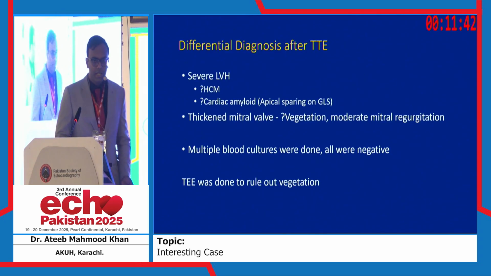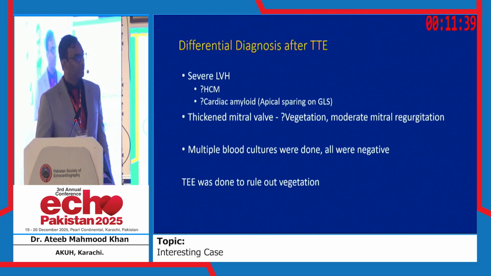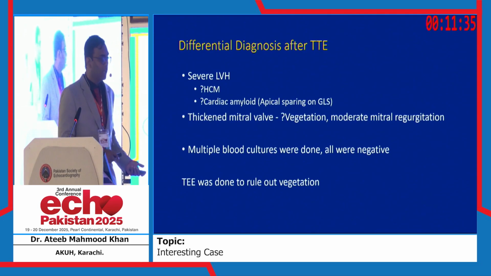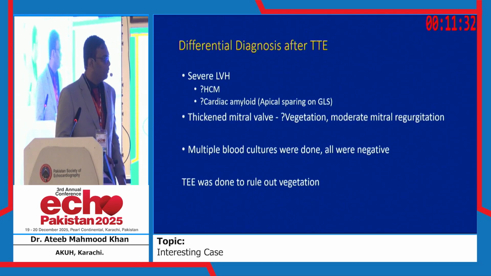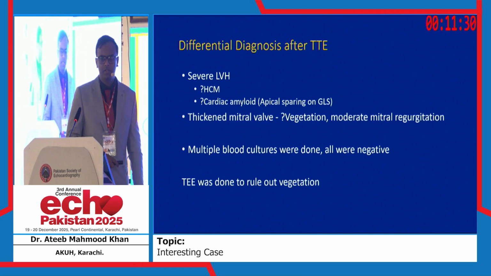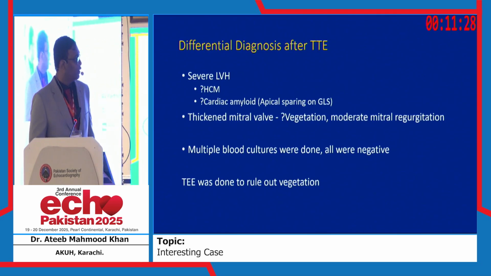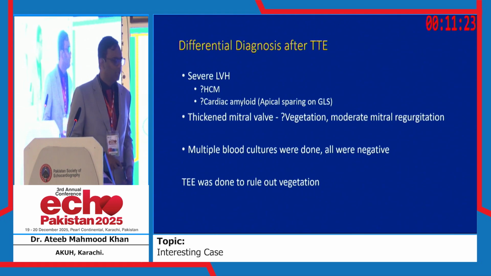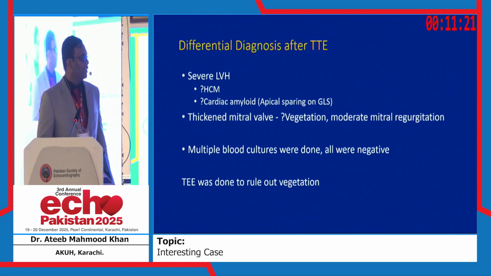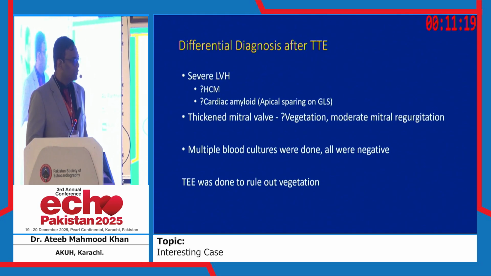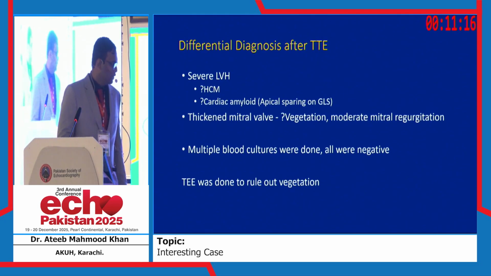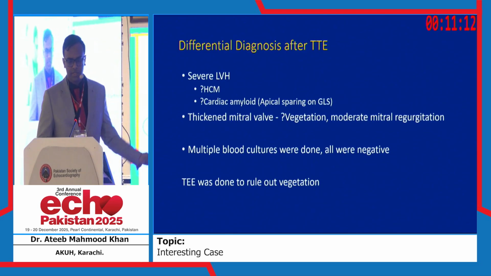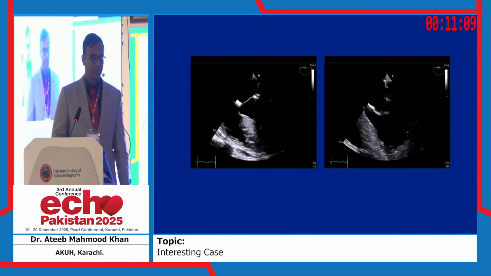So our differential diagnosis after the transthoracic echocardiography are severe LVH, maybe secondary to hypertrophic cardiomyopathy or cardiac amyloid because of the apical sparing pattern on the GLS. Then there are thickened mitral valve, maybe some sort of vegetation present on it, but not very much clear. Then moderate mitral regurgitation. Multiple blood cultures were done, which were all negative. Then transesophageal echocardiography was done to rule out vegetation, and these are the transesophageal echocardiographic images.